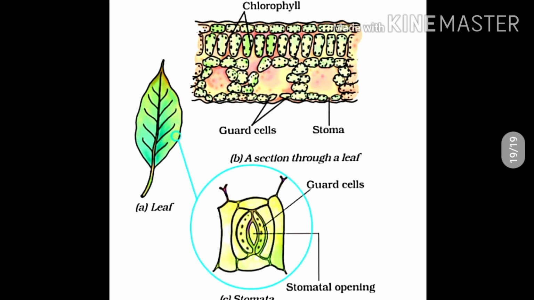So this is a small diagram about the stomatal opening, showing how the carbon dioxide is absorbed and oxygen is released out. So this is all about the chapter.